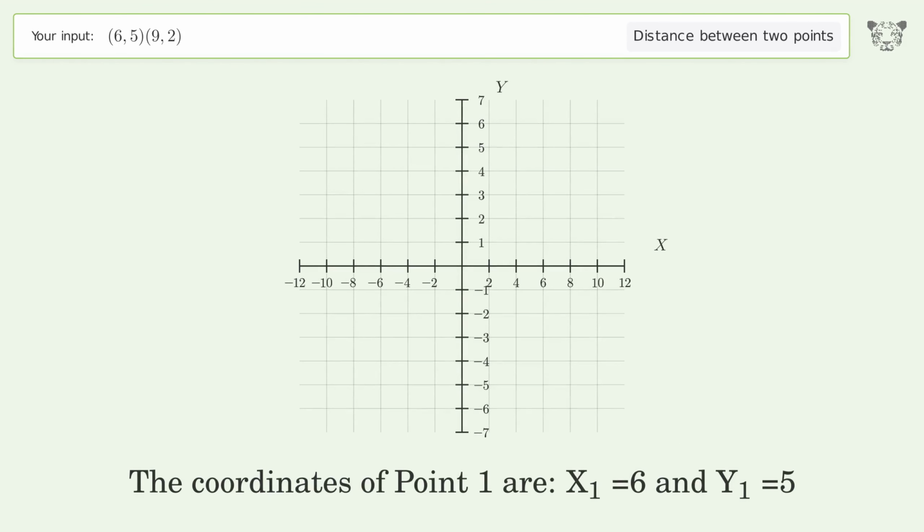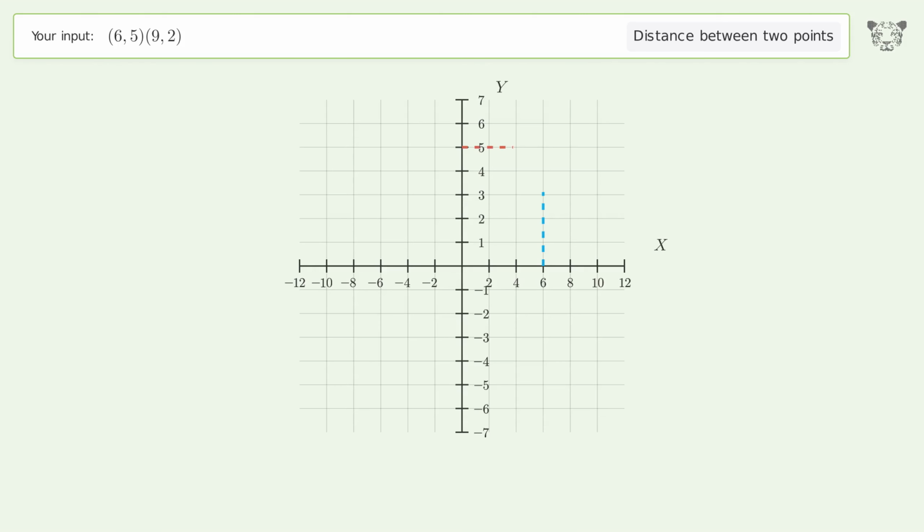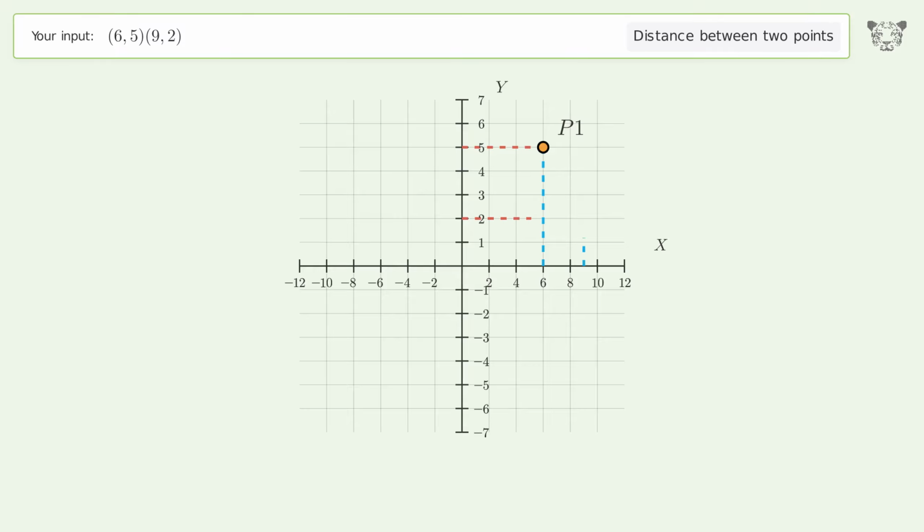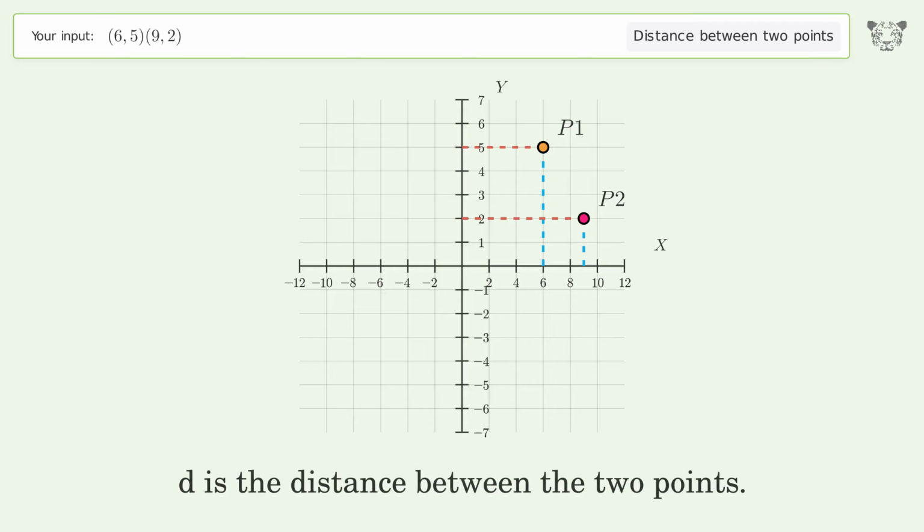The coordinates of point 1 are x1 equals 6 and y1 equals 5. The coordinates of point 2 are x2 equals 9 and y2 equals 2. D is the distance between the 2 points.